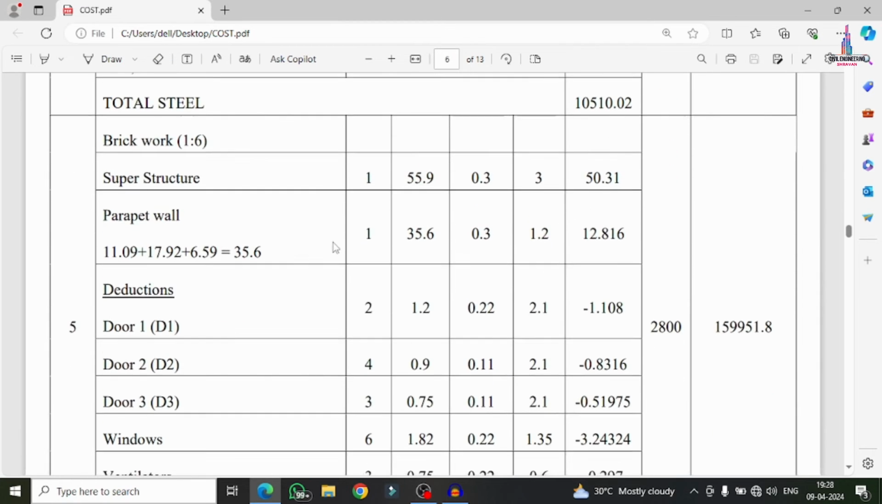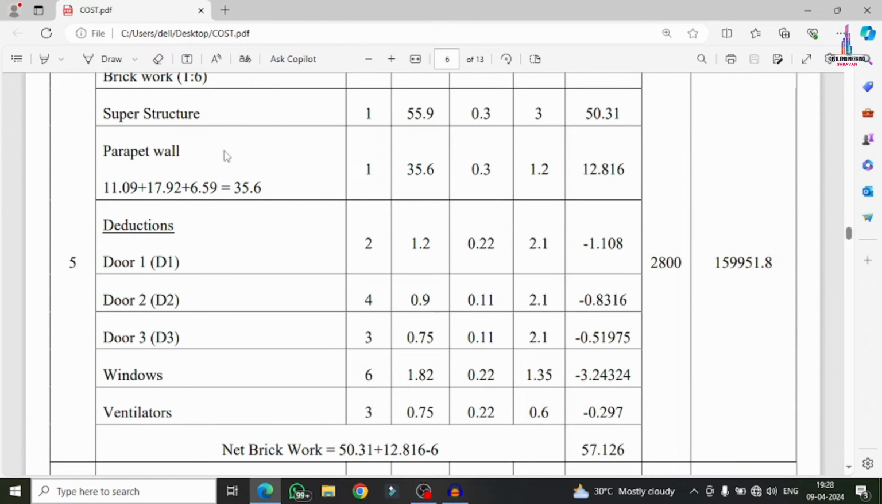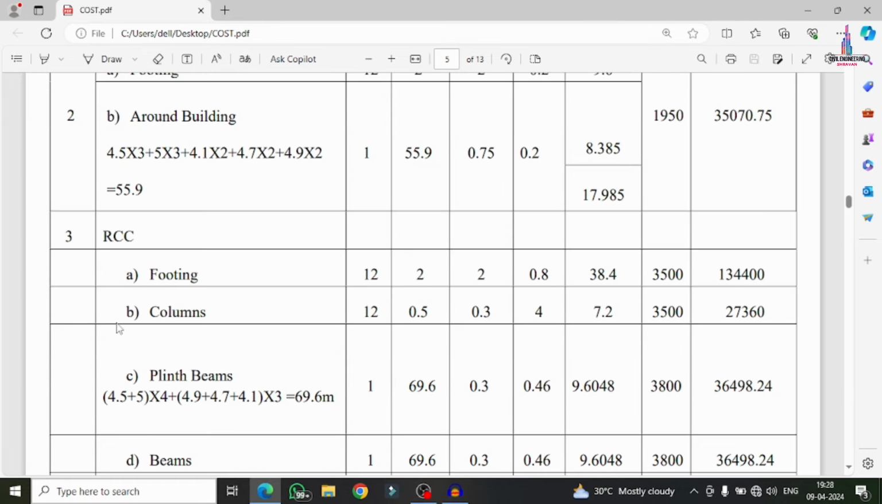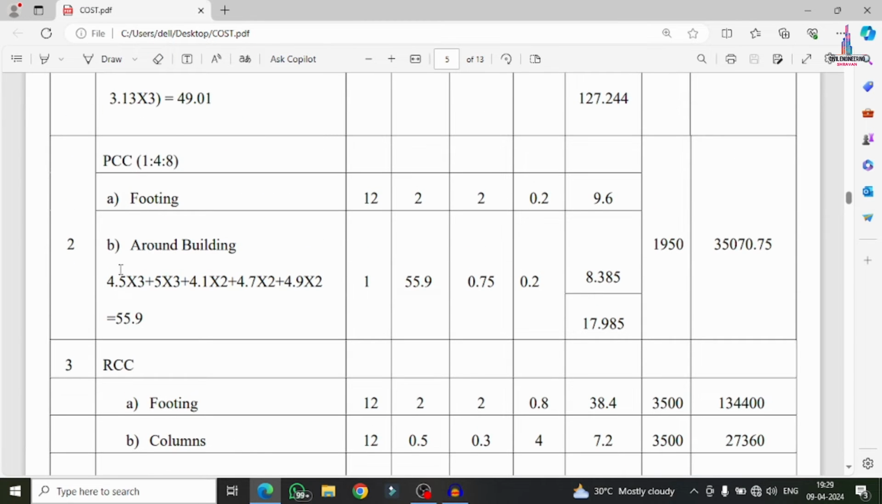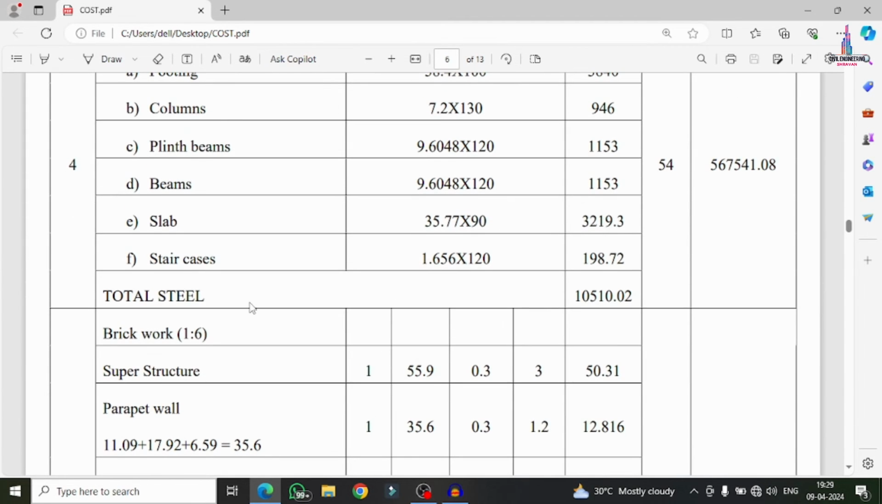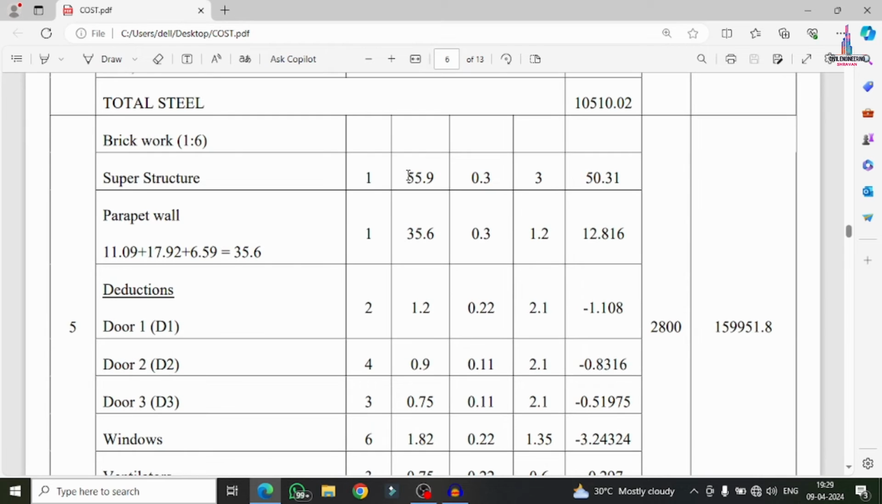The next one is related to brickwork. For the superstructure, it consists of your wall section dimensions, having all the PCC section around the building section, which is 55.9 meter. On that particular section only, we have to construct the walls. This is the distance, this is the thickness of the wall, this is the height of the wall, and this is the total quantity.